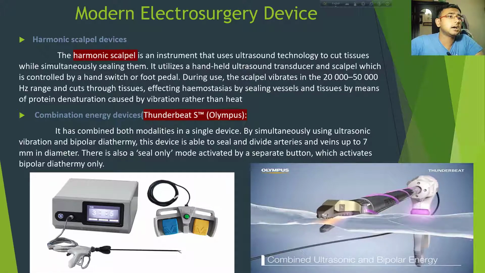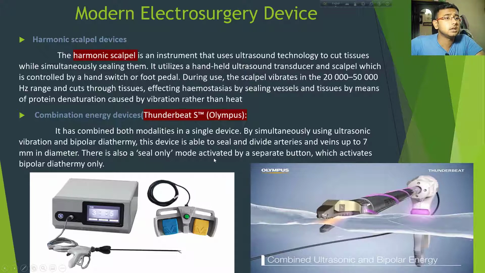In that case, they use sound waves, in the range of 20,000 to 50,000 hertz, for cutting and coagulation simultaneously. In the case of the Olympus company, they provide the Thunderbeat as a single device, with simultaneous ultrasonic vibration and bipolar diathermy. The device is able to seal and divide arteries and veins up to 7 mm in diameter.